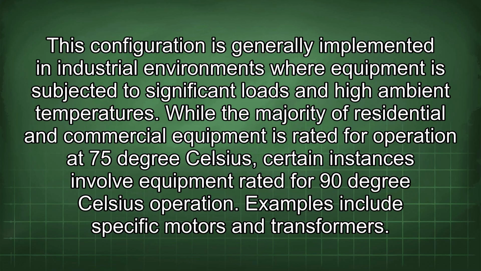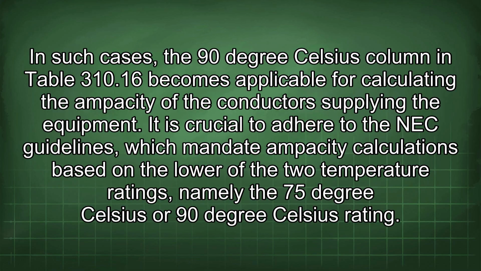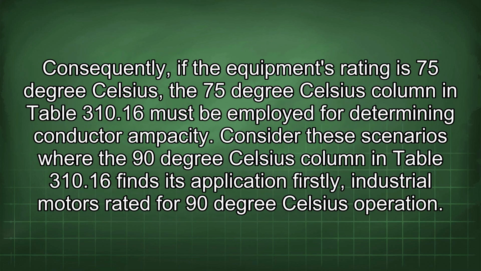Examples include specific motors and transformers. In such cases, the 90 degrees Celsius column in Table 310.16 becomes applicable for calculating the ampacity of the conductors supplying the equipment. It is crucial to adhere to the NEC guidelines, which mandate ampacity calculations based on the lower of the two temperature ratings, namely the 75 degrees Celsius or 90 degrees Celsius rating. Consequently, if the equipment's rating is 75 degrees Celsius, the 75 degrees Celsius column in Table 310.16 must be employed for determining conductor ampacity.